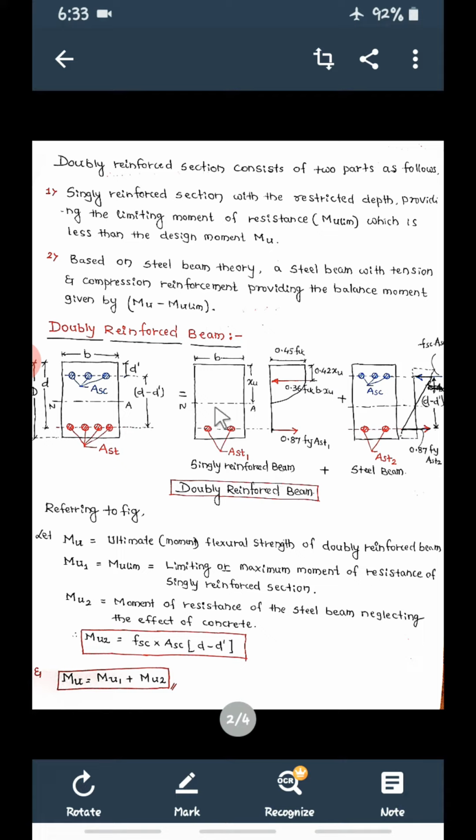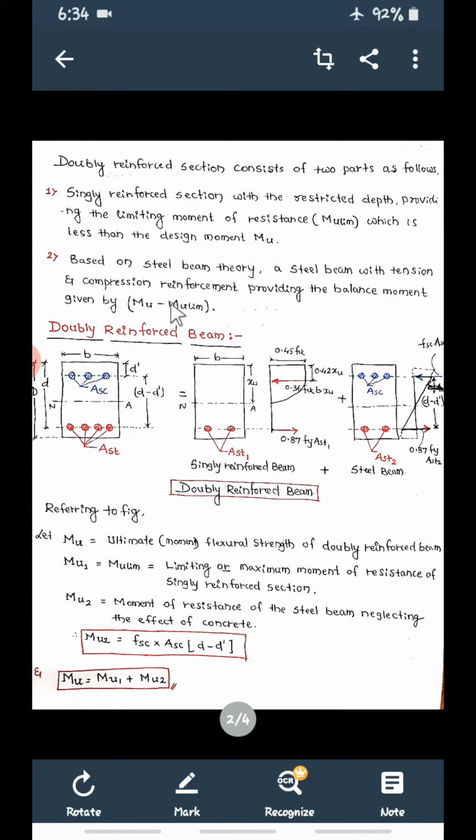First consider it as a singly reinforced beam with restricted moment. Out of the total Mu, this will resist how much? Mu limit. So for this Mu limit, we are providing steel at the bottom. Now, what is the remaining moment? Total is Mu, and this singly reinforced beam will resist Mu limit. So Mu minus Mu limit is the remaining moment.